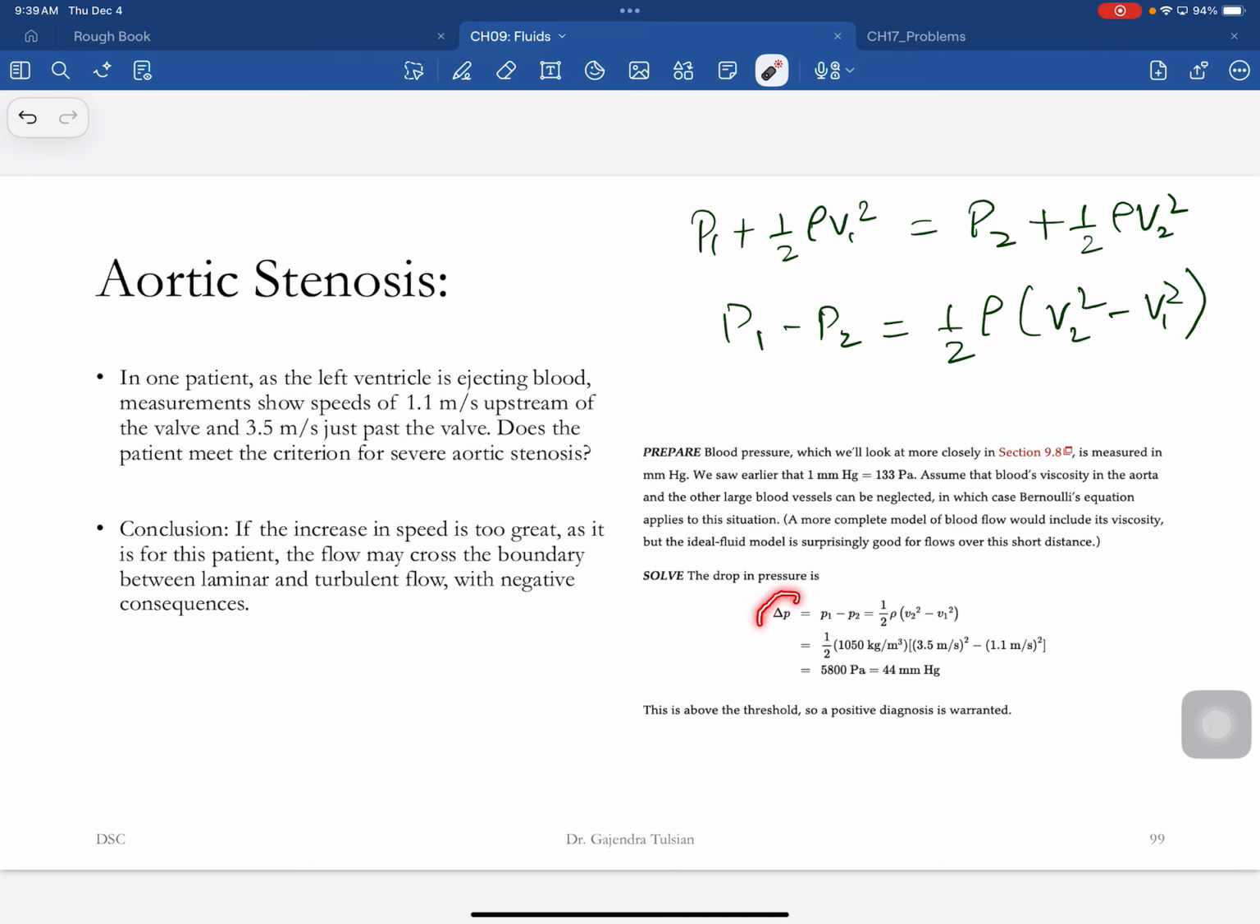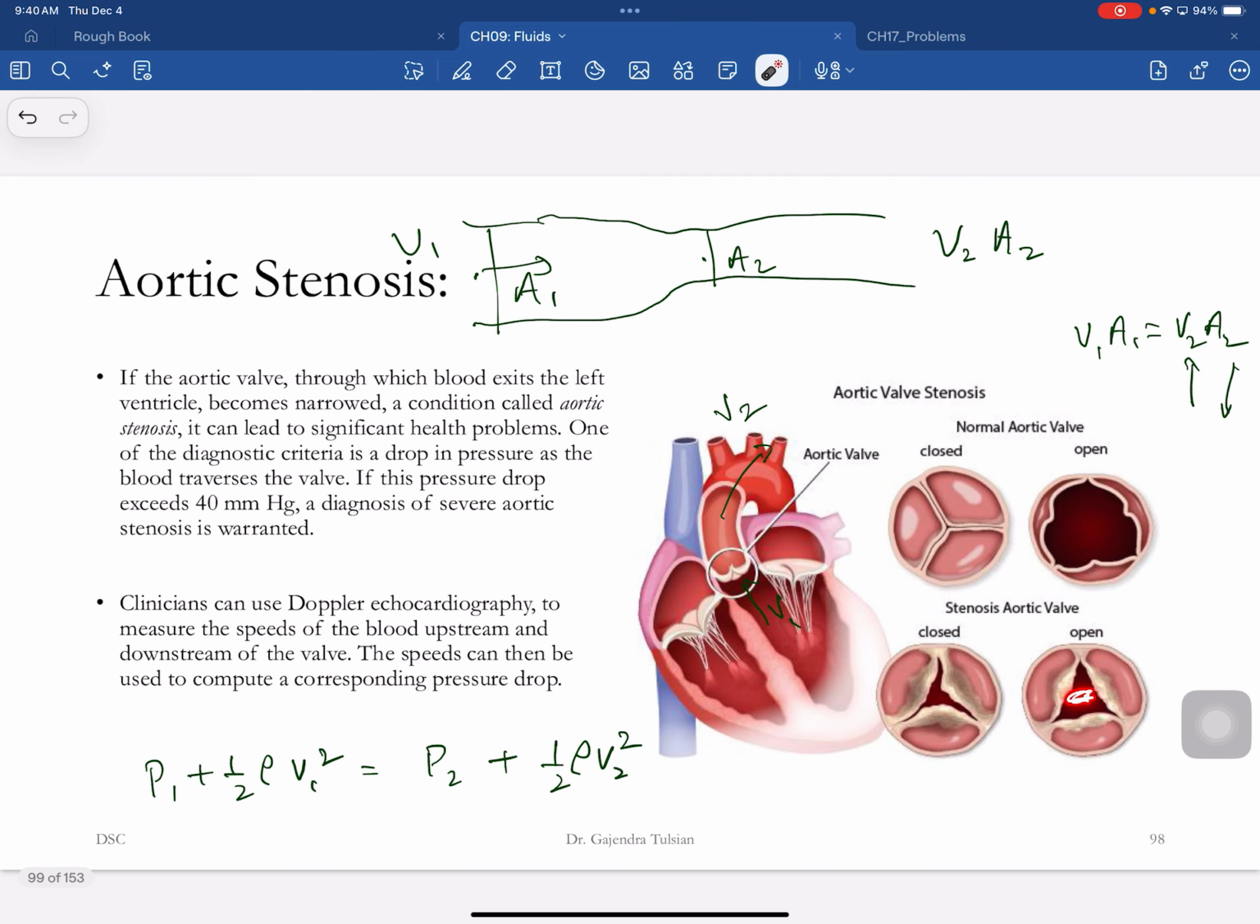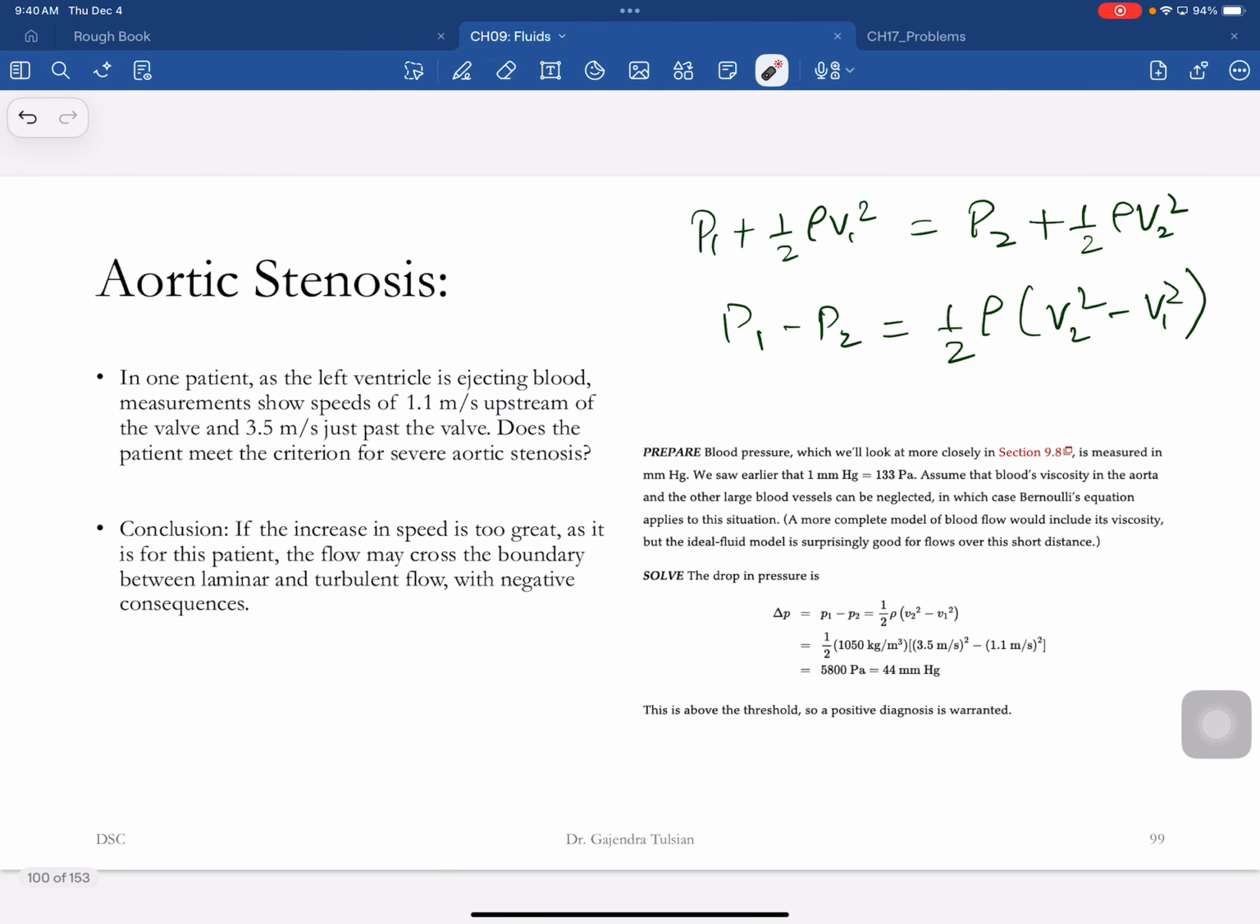Okay, so if you calculate the pressure drop, it turns out to be 44 millimeters of mercury. That means the speed has increased too much. That means the valve is narrowed. Okay, the valve is diseased. So the threshold is okay. Does the patient meet the criterion for severe aortic stenosis?